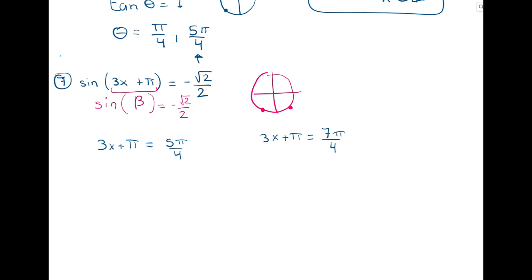Yes, quadrant 4. Okay. So now I want to isolate my x, right? So I'm going to subtract pi from both sides. That becomes a negative 4 pi over 4, so that'll be a pi over 4. Now I need to divide by 3. Okay, so that's my first one. And then do the same here. You're going to subtract pi, so that becomes a negative 4 pi over 4 for a common denominator. So that becomes 3 pi over 4. And then divide by 3. That's just going to cancel that 3 in the numerators, right? x equals pi over 4.